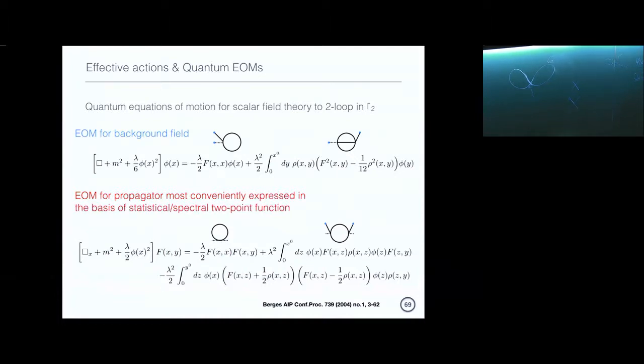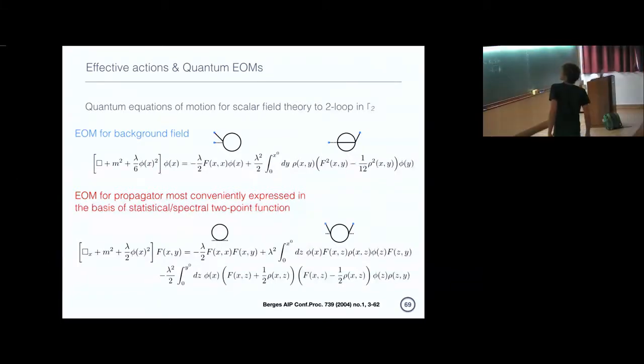And then on top of that, there are these loop corrections, which characterize how a field that was present at some space-time point y could go through this loop and then affect the evolution of the field at some different space-time point x. And as I said, all of these are expressed in terms of the self-consistent propagators, so you have the actual statistical correlation function and the spectral functions appearing inside these loops.